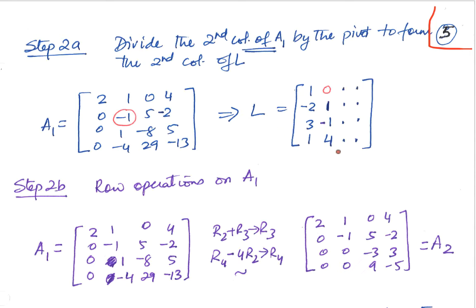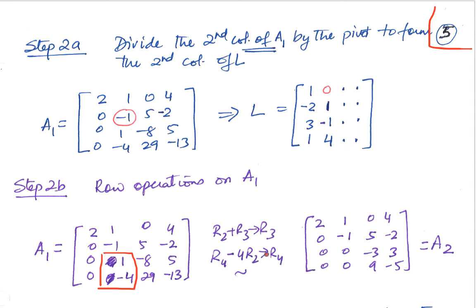Once we get the second column of the lower triangular matrix L, we go back to the A1 matrix and do our row operations to get the second column of the upper triangular matrix. Remember, we are trying to create an echelon form. That means we are going to make these elements 0.